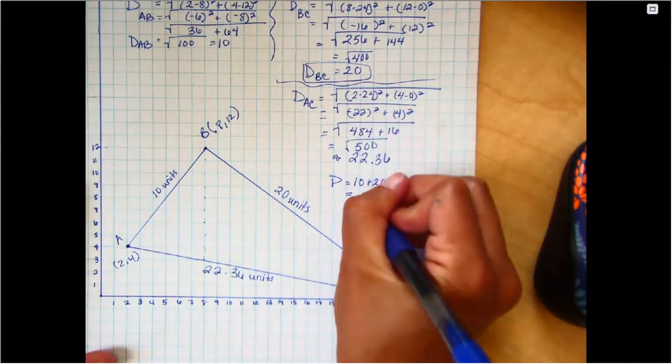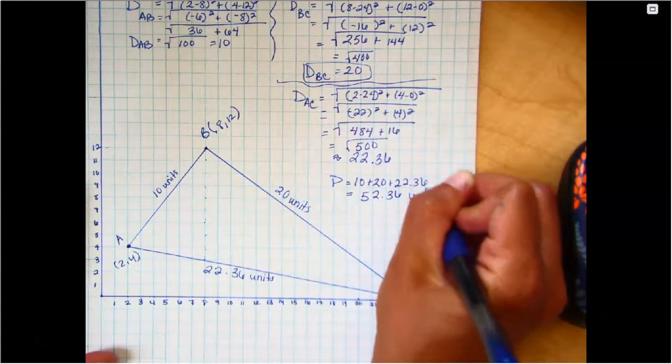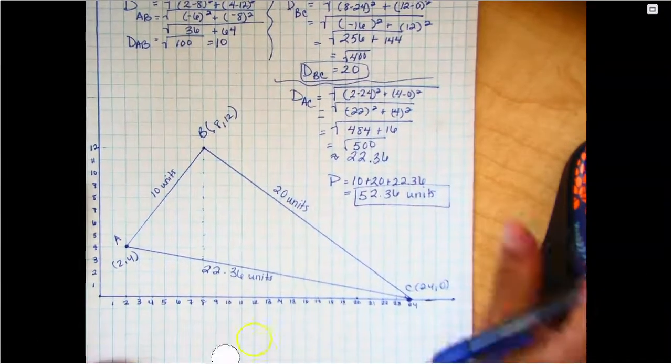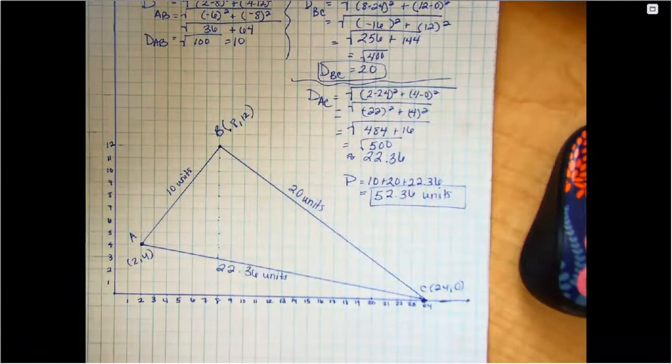And I get that the perimeter is 52.36 units. Cool? Alright, so now let's see if we can figure out the area.